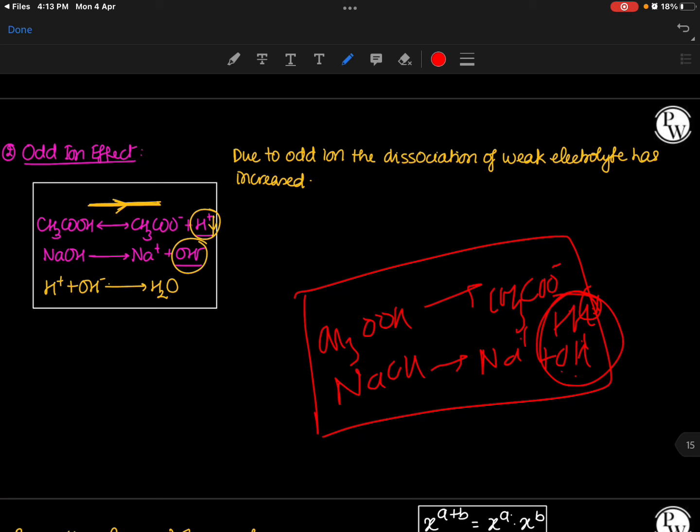That's why this is the odd ion effect. Due to the odd ion effect, dissociation of the weak electrolyte has increased. So as the product concentration decreases, the dissociation of the reactant is increased and the equilibrium shifts towards the forward.